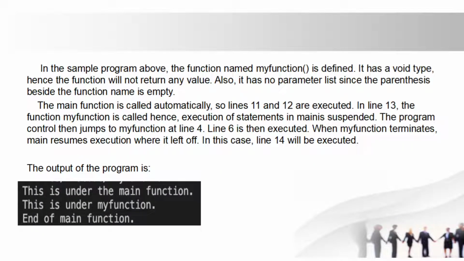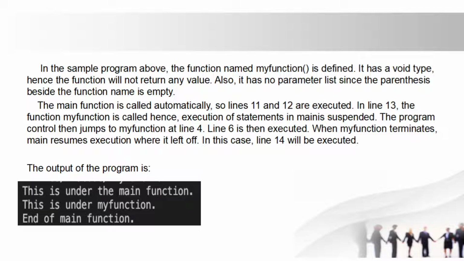In the sample program above, the function named myFunction is defined. It has a void type, hence the function will not return any value. Also, it has no parameter list since the parenthesis beside the function name is empty. The main function is called automatically, so lines 11 and 12 are executed.